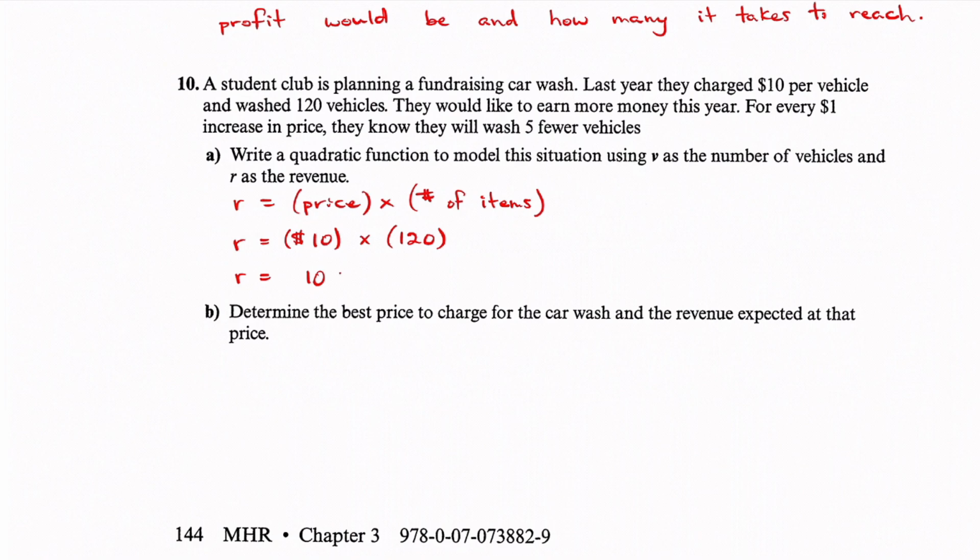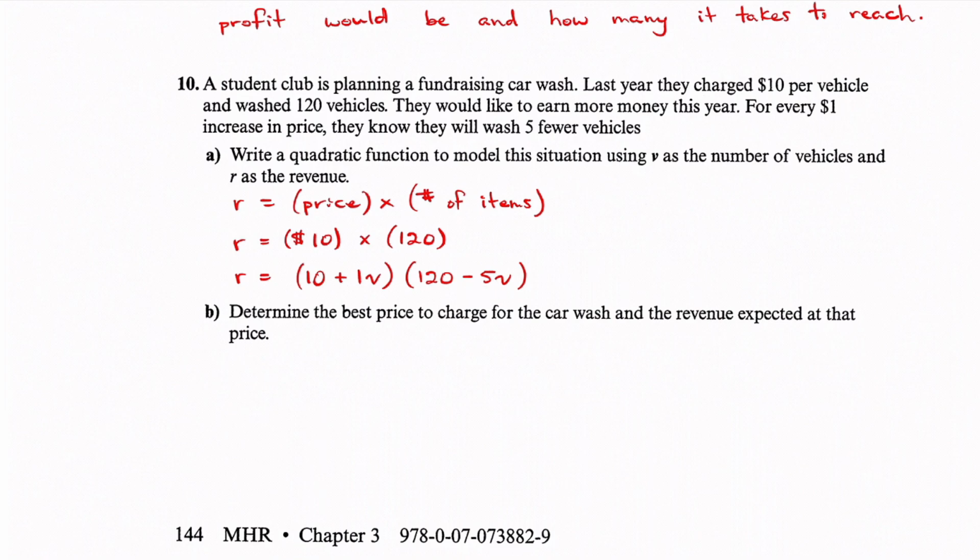So it's now going to be 10 plus $1, and then we put V to represent the number of vehicles, because you're going to be getting $1 more per vehicle. And then for our number of items, it was the vehicles. We started with 120, but then we're going to go down 5 vehicles depending on how many times we do this. Okay, so 120 minus 5V. So every time I increase the price by $1, we're going to lose 5 vehicles.